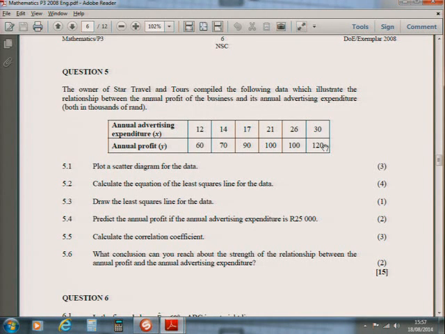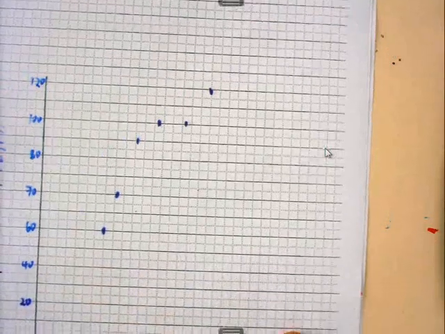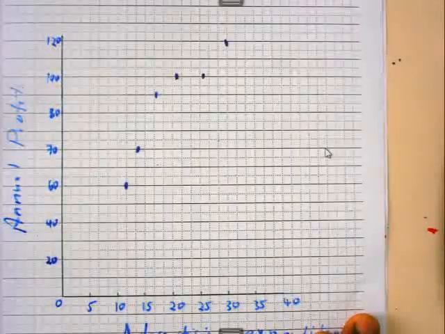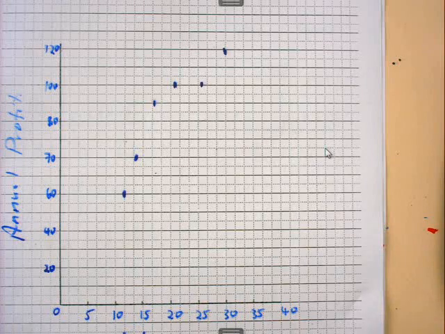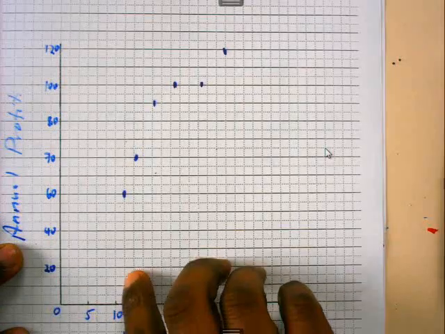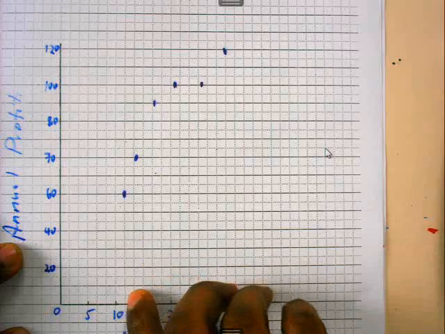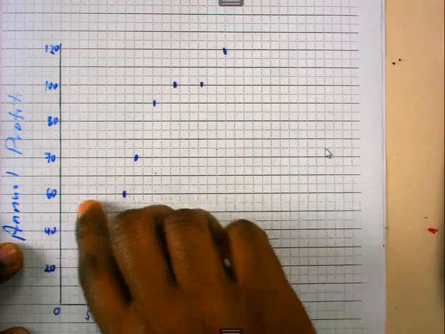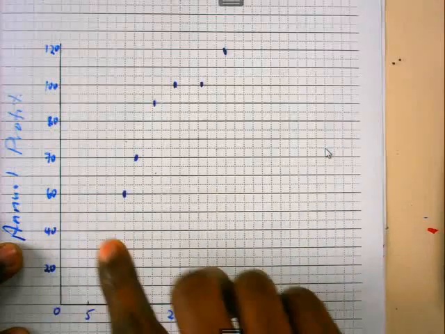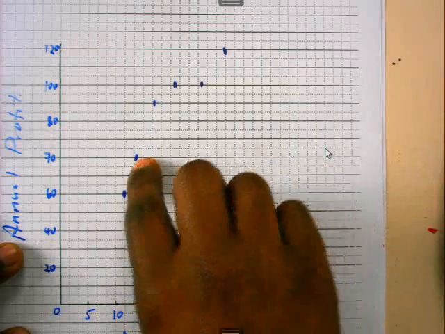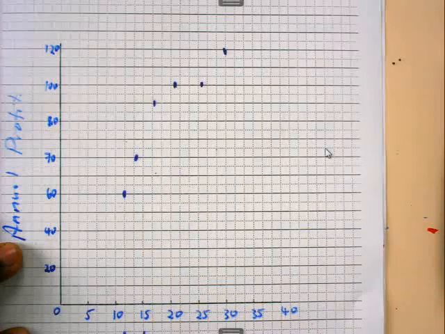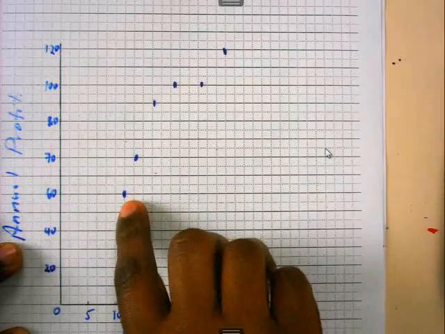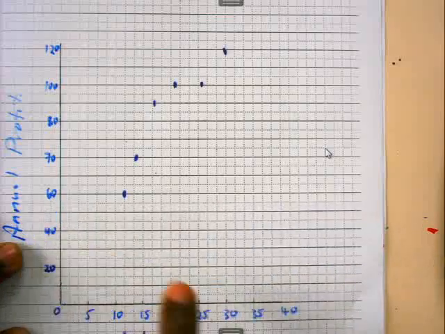Good. Your scatter plot might look more or less like this one. Yours might be more accurate. Remember, we are gunning for accuracy here. You need to be very, very accurate. 12 rand gave us 60 rand profit. 14 rand gave us 70 rand profit. Do you see that? 14 goes with 70 rand, and 12 rand goes with 60 rand, and so on.